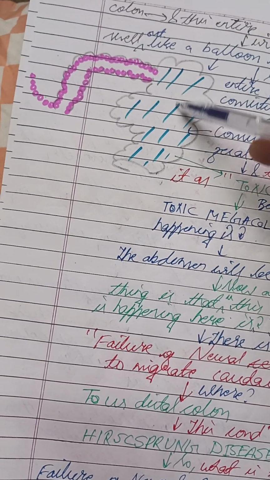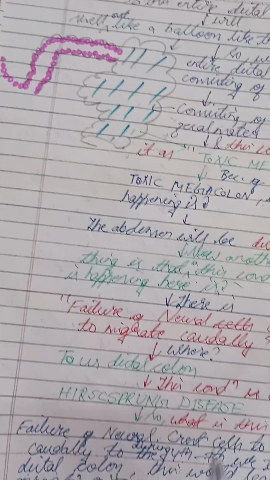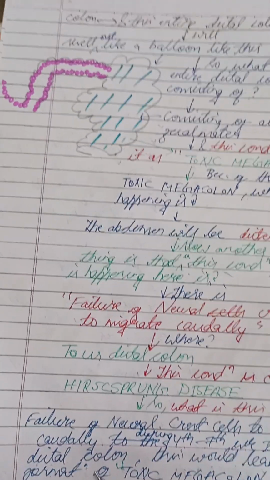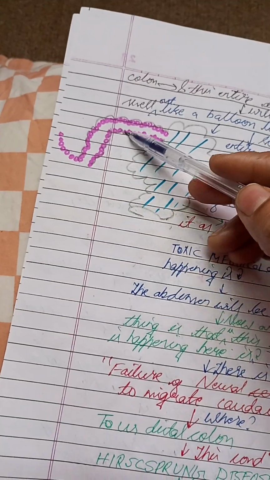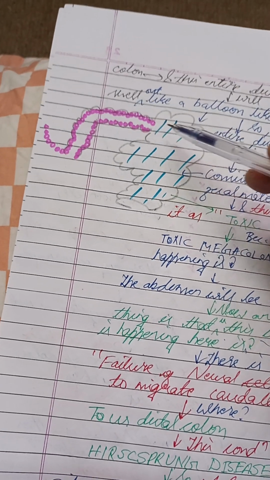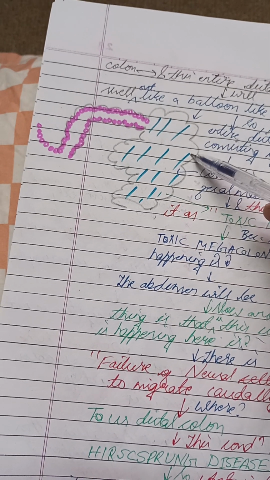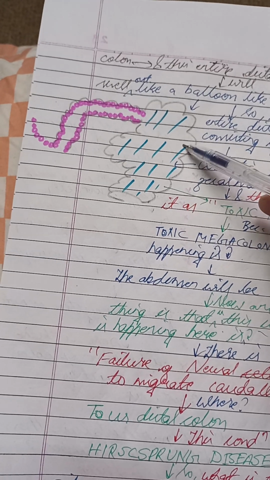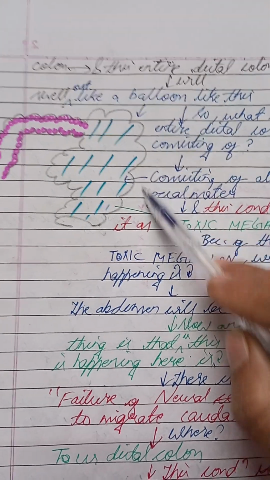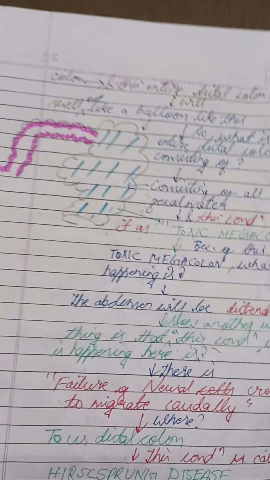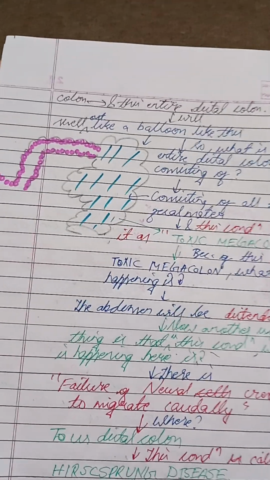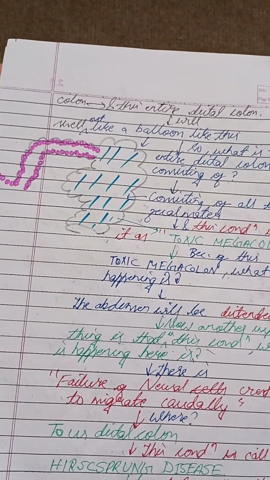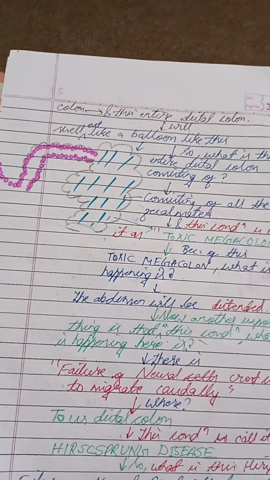This condition is called Hirschsprung disease. So what is Hirschsprung disease? It is the failure of the neural crest cells to migrate caudally to the distal colon during the 4th to 7th week of development. This would lead to the formation of toxic megacolon. So here we talked about the neural crest cells. Thank you.